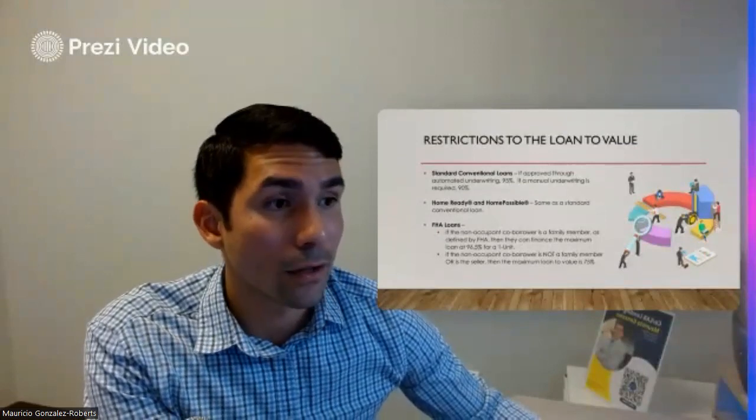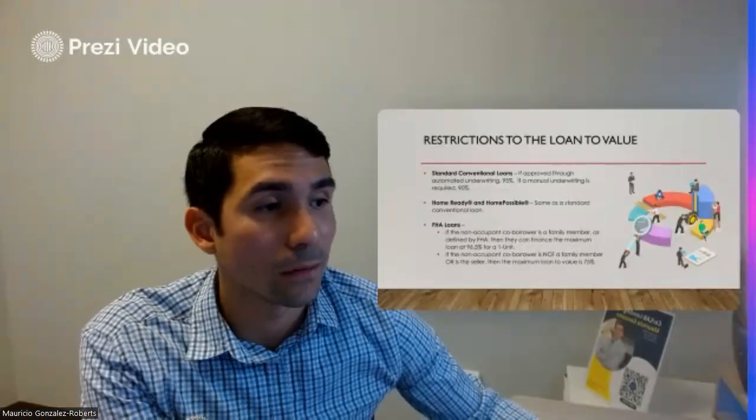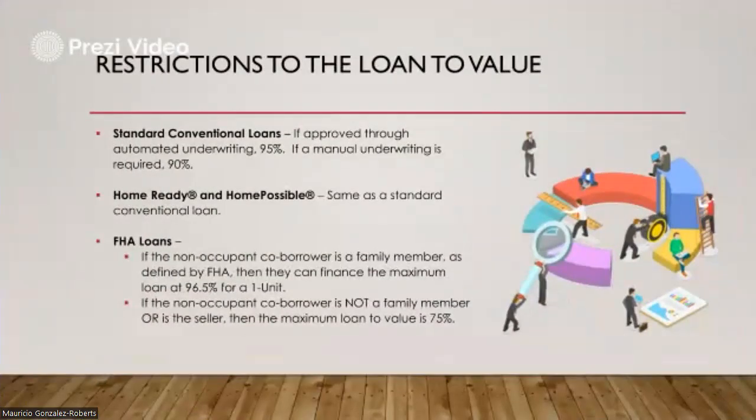All right. So another set of restrictions is going to be in the loan to value. For standard conventional loans like Fannie Mae and Freddie Mac, they will allow up to 95% loan to value if the loan is approved through automated underwriting. However, if the loan must be manually underwritten, then the maximum LTV, or loan to value, is 90%. That also applies for any HomeReady and Home Possible programs. And this can really make or break a deal, which is why we're talking through all the client situation before house hunting, to make sure that everybody's happy.